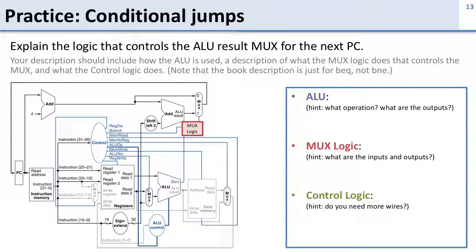How about adding conditional jumps? So what do we need to do for a conditional jump? What's the ALU going to do? What mux logic do we need, and what control logic do we need?